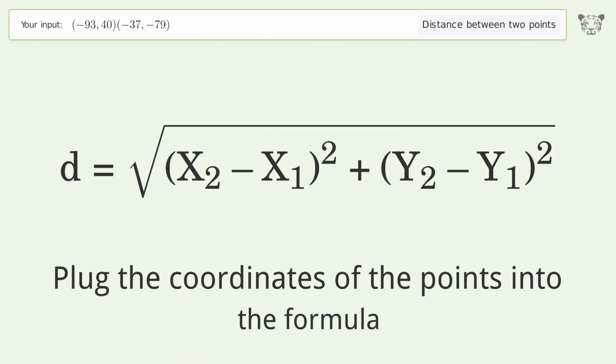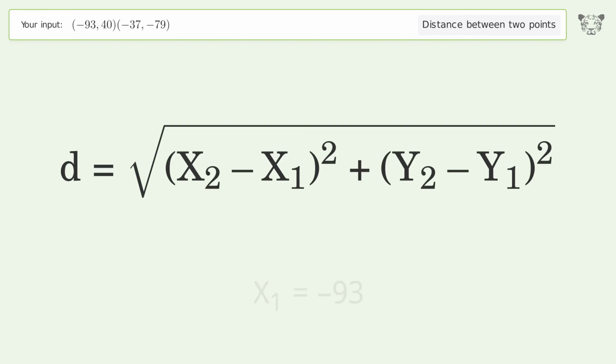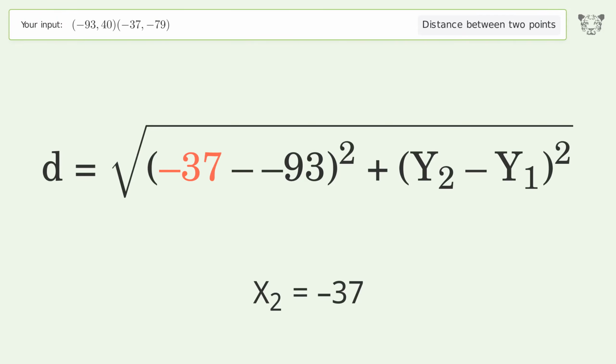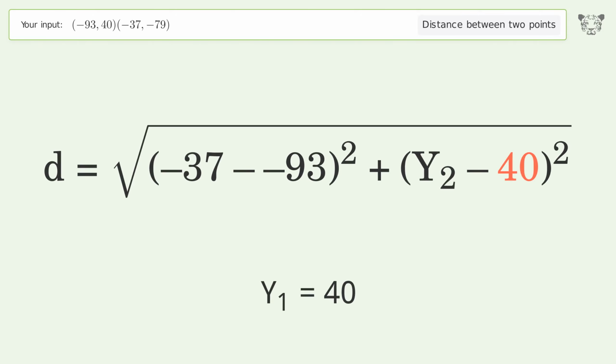Plug the coordinates of the points into the formula. x1 equals -93. x2 equals -37. y1 equals 40. y2 equals -79.